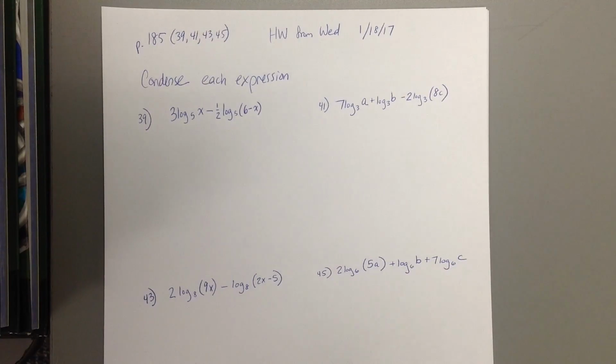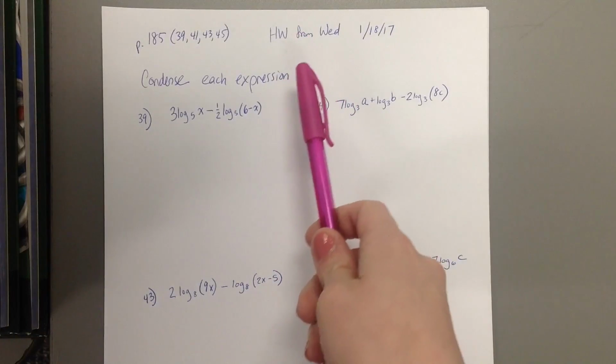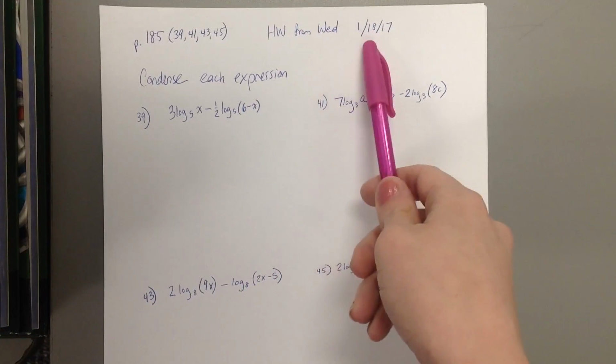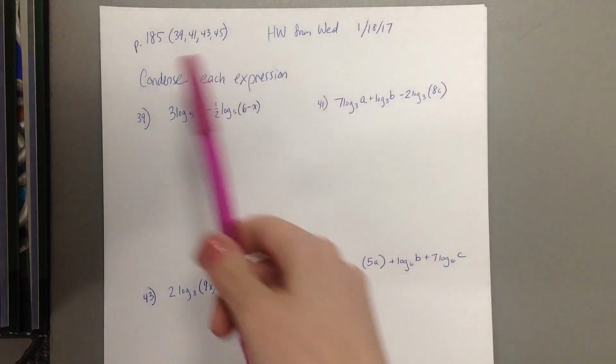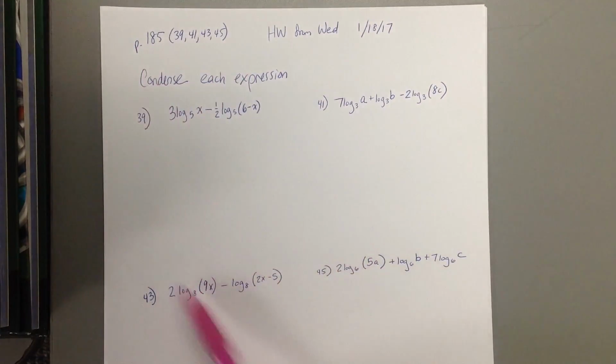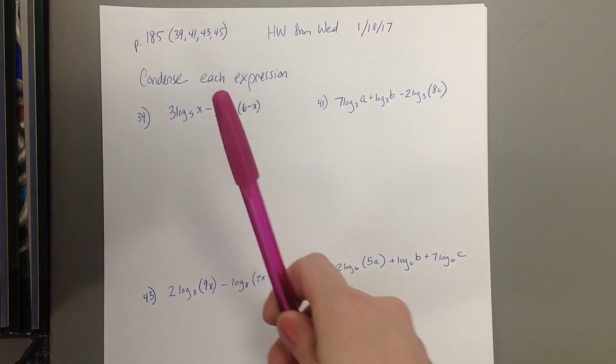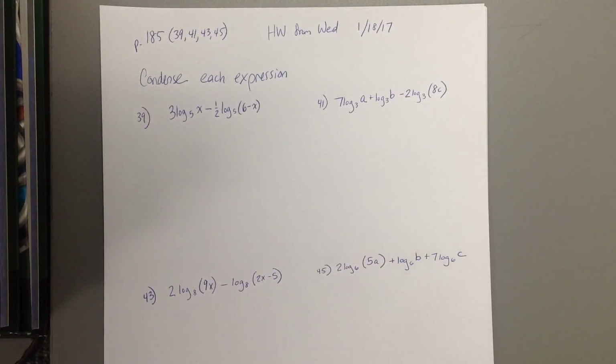So this is a homework solutions video from pre-calculus. The assignment was given on Wednesday, January 18th. We checked this assignment on Thursday, January 19th. So the problems were there. They're written out right here for you. The task was to condense each of these, so to write each of these as one single logarithmic expression.